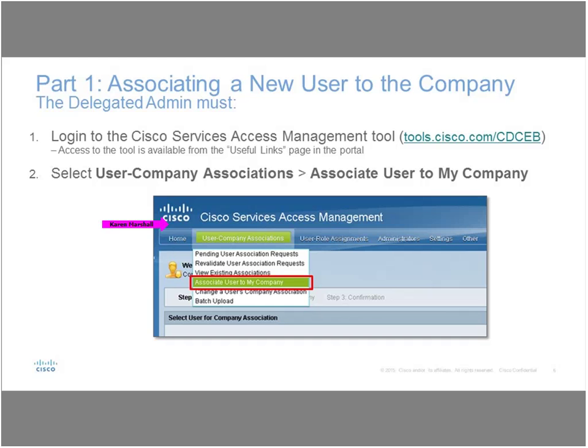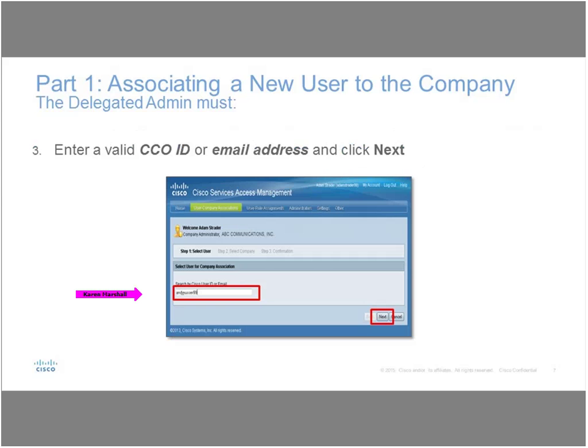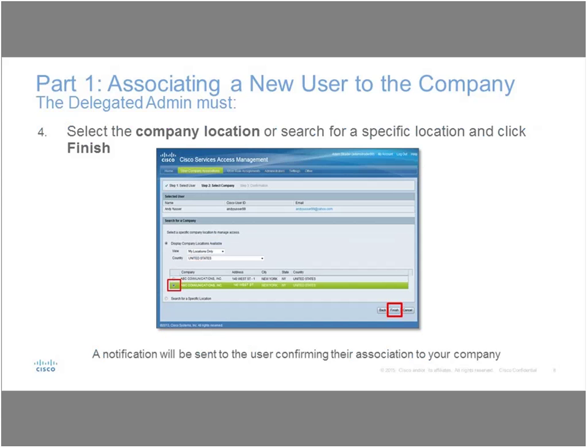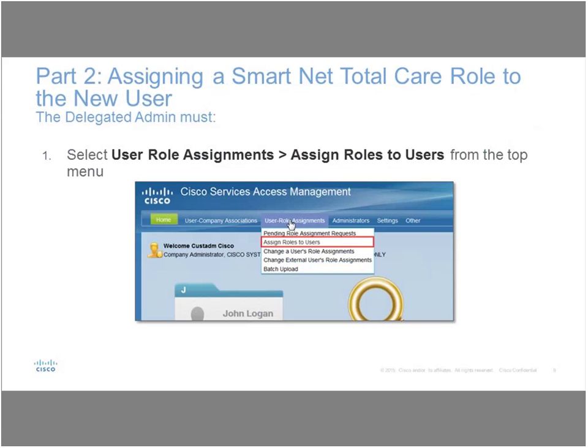As you can see, all you do is come over to the second tab, and then you click on Associate Users. You go through, you put in their CCO ID or email address. You come over here and you identify the company location. There's a pull-down list that you can look at to identify that location. And then you've completed that part of it.